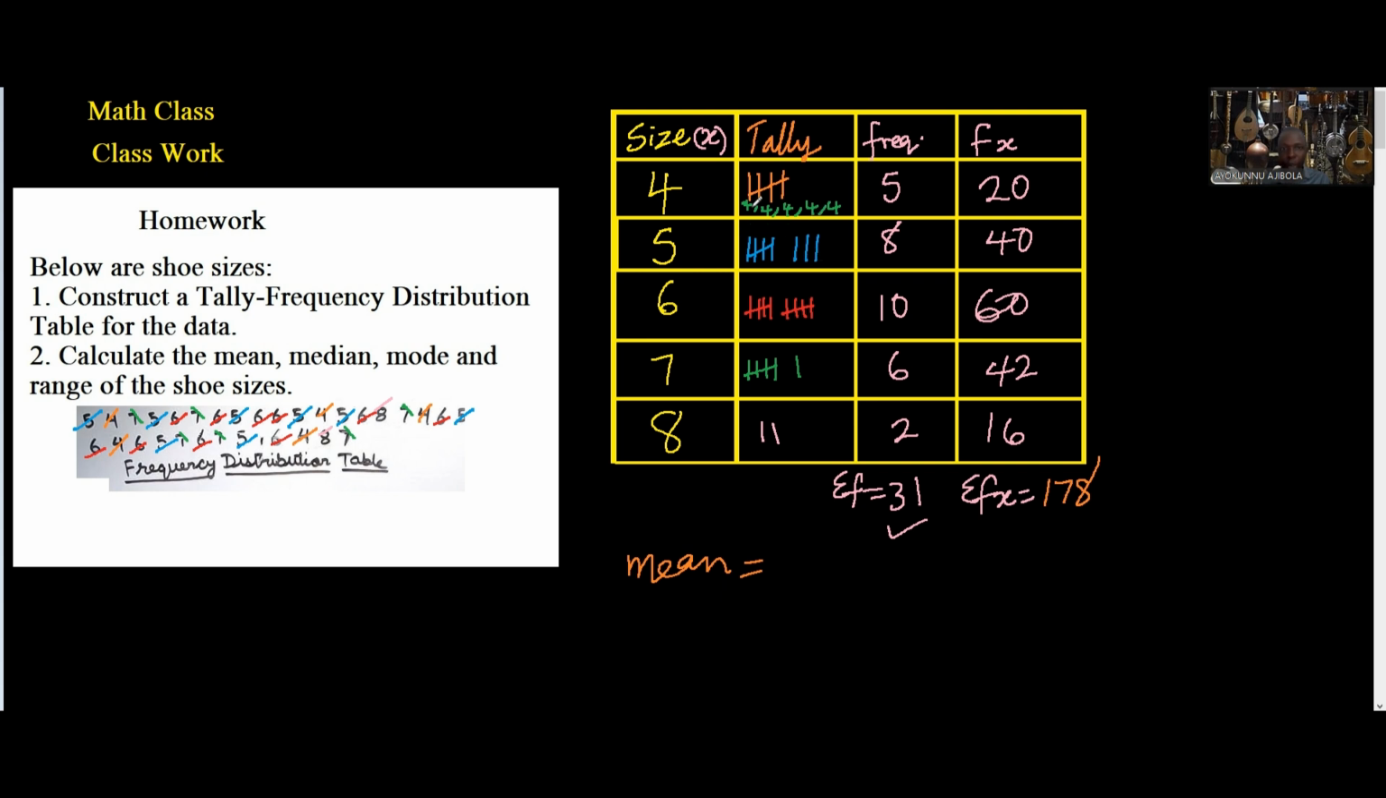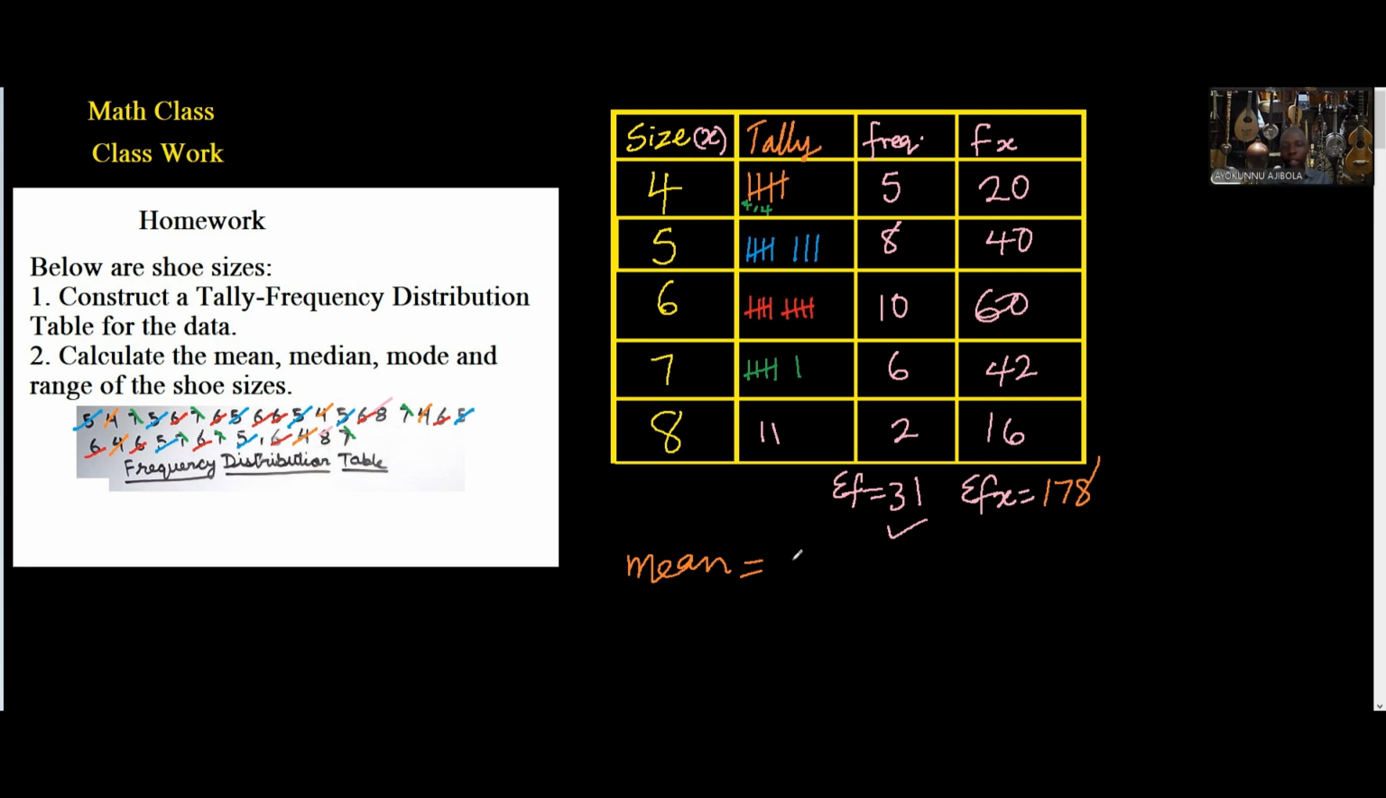Yeah. So all of the fours have been added to get this 20. All of the fives have been added to get this 40. All of the sixes have been added to get this 60. All of the sevens have been added to get this, and all of the eights have been added because this is like 8 and 8, the two eights that existed in the data. Is that clear? Yeah. Okay, good. So with this, we know that we've already added everything, and that's what gave us 178.